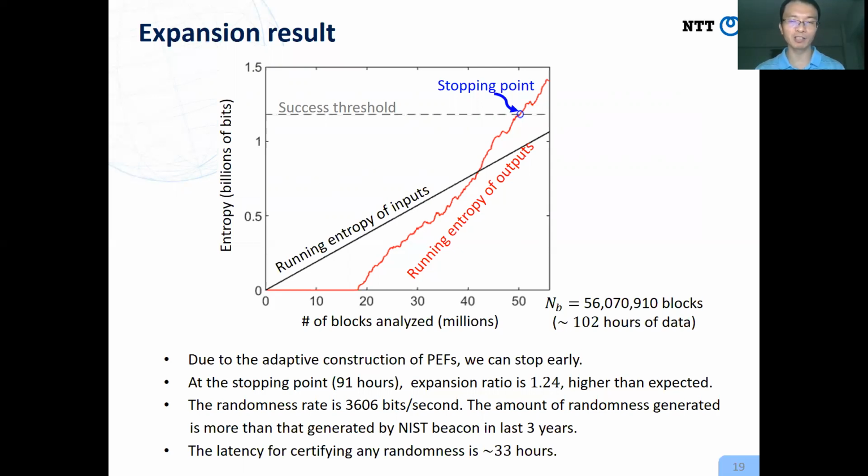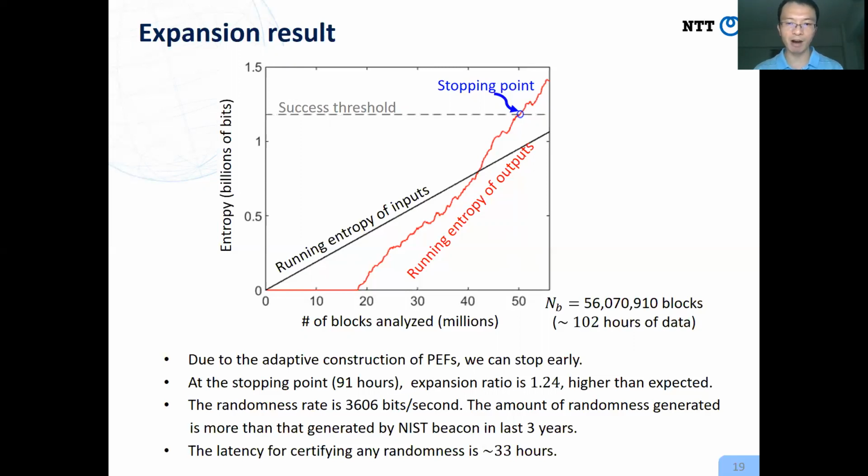Hence, our protocol succeeds. We can stop analysis at this point because our construction of PEFs is adaptive. Then we estimate the expansion ratio is about 1.24, which is higher than the expected one before running the analysis, because we stop the analysis at an early point, so less input randomness is used. These experiments last about 110 hours.